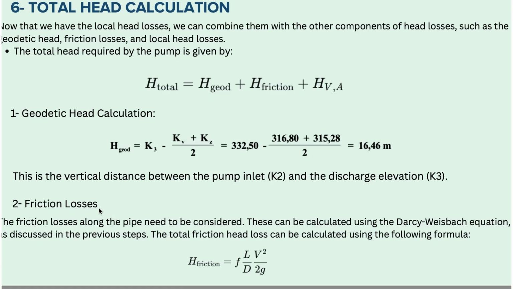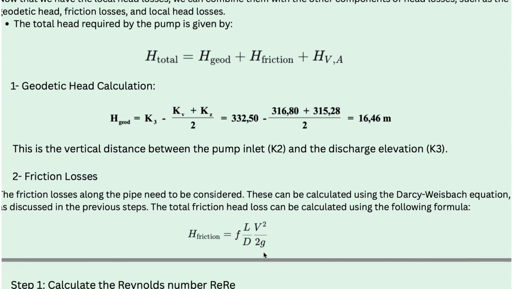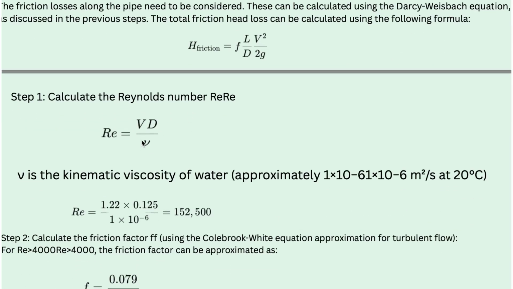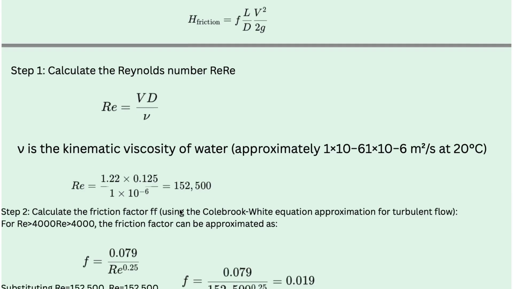Then you calculate the friction losses using the Darcy-Weisbach equation right here, and the total friction head loss can be calculated. You need to first of all calculate your Reynolds number. So it's V times D divided by kinematic viscosity, which is 1.22 times 0.25 divided by 1 times 10 to the power of minus 6.